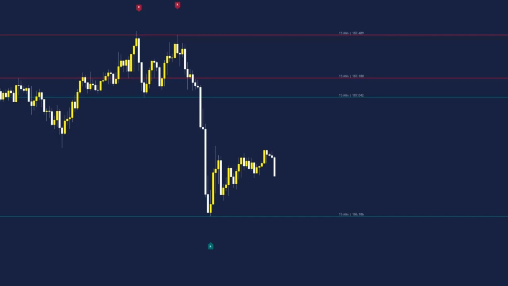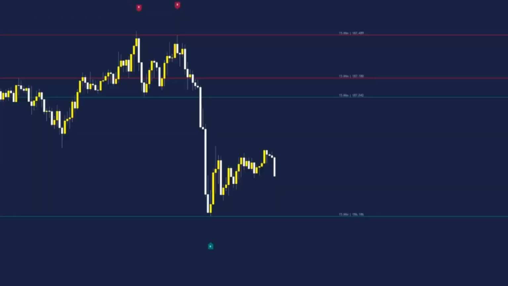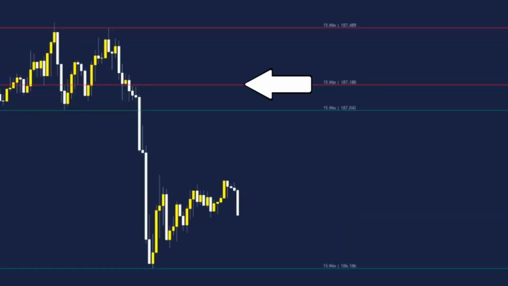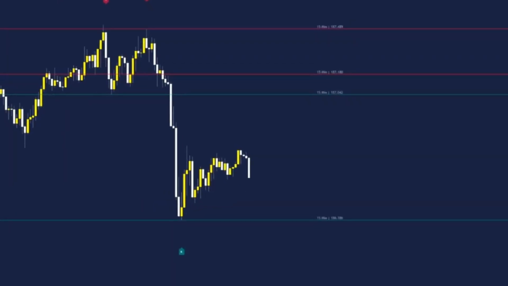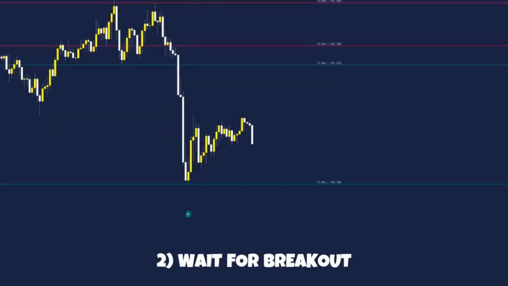Okay, so for this strategy to work, there are a couple of rules that we need to follow for entering these perfect trades. But step one, of course, is to respect these support and resistance zones. Patience is definitely key, so we need to be watching and waiting for when price breaks and retests off of these lines. So right here you can see we have the red resistance lines and the green support lines. But we'll be watching for the first step, which is the breakout for this strategy. So step 2 is to wait for that.